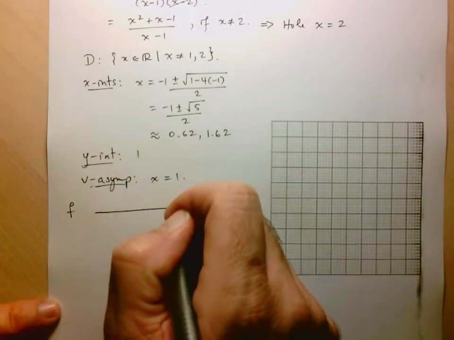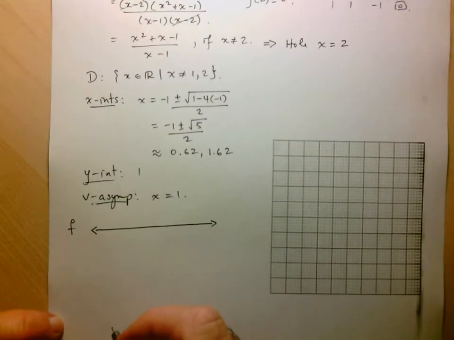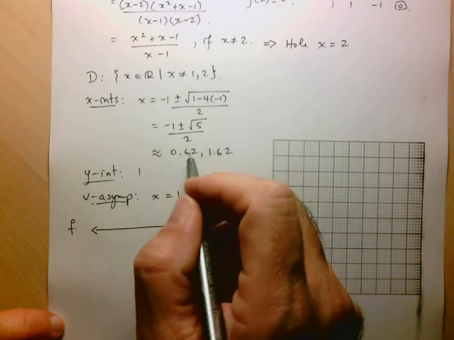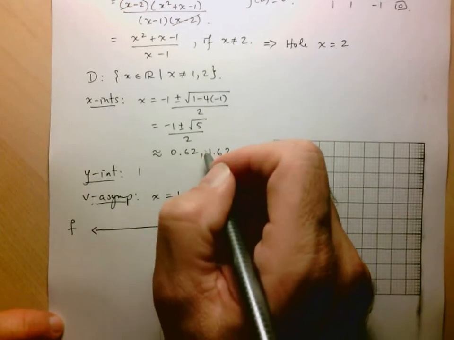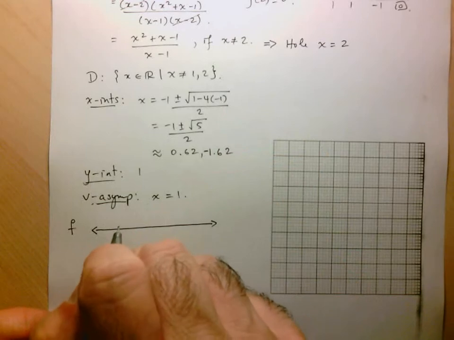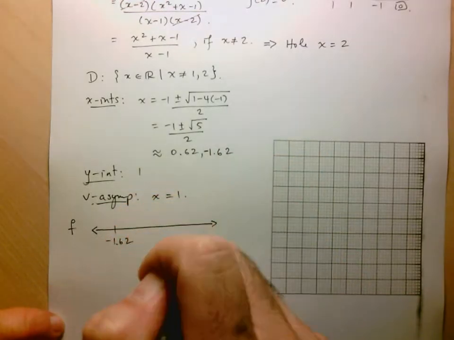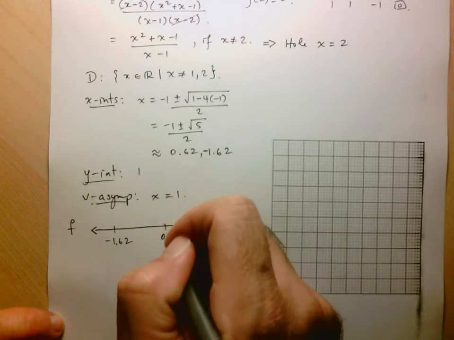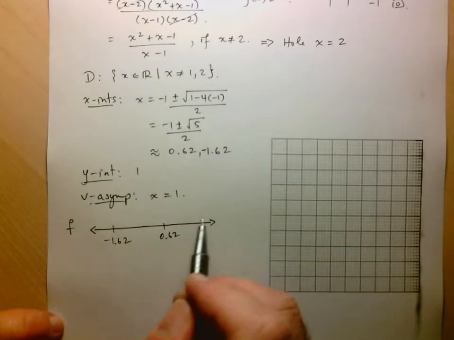So again, if you prefer making a chart, that's perfectly fine, but I like using a nice simple number line here. So where do we actually have to determine the sign of the function? So here we've got our zeros and our vertical asymptote. Oh sorry, I just realized this was supposed to be negative 1.62. Okay, so here we've got negative 1.62, then we've got 0.62, and then we've got 1. Okay, so we have 4 intervals to check.